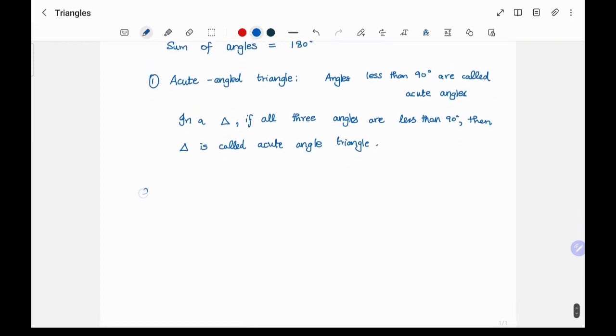Okay. So if you had guessed the second type, yes, it is called the obtuse angle triangle. So obtuse angle is an angle greater than 90 degrees. Such angles are called obtuse angles.